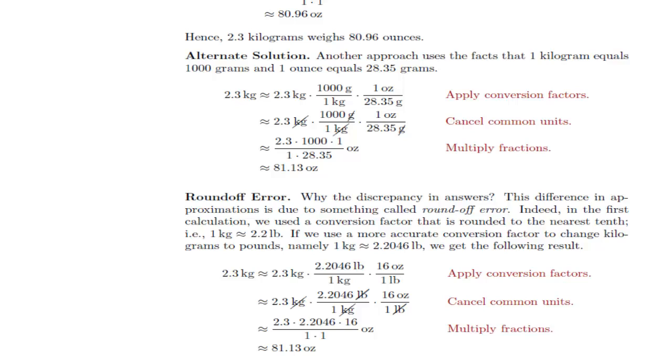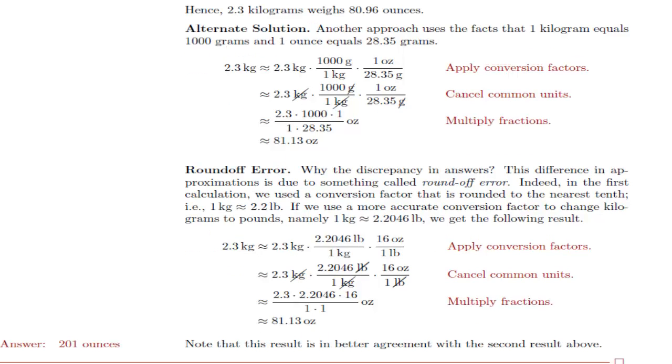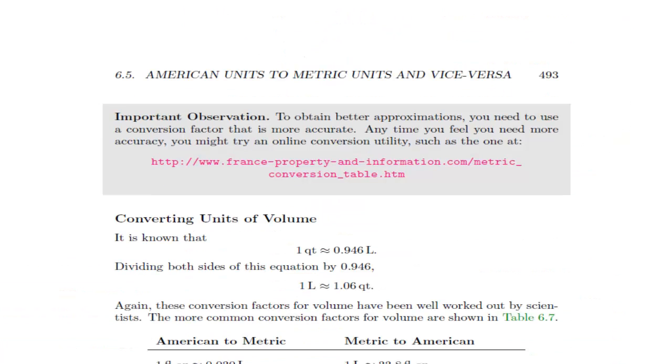If we use a more accurate conversion factor to change kilograms to pounds, namely 1 kilogram approximately equals 2.2046 pounds, we get the following result. 2.3 kilograms approximately equals 81.13 ounces. Note that this result is in better agreement with the second result above. Important observation. To obtain better approximations, you need to use a conversion factor that is more accurate. Anytime you feel you need more accuracy, you might try an online conversion utility such as the one at the following website.